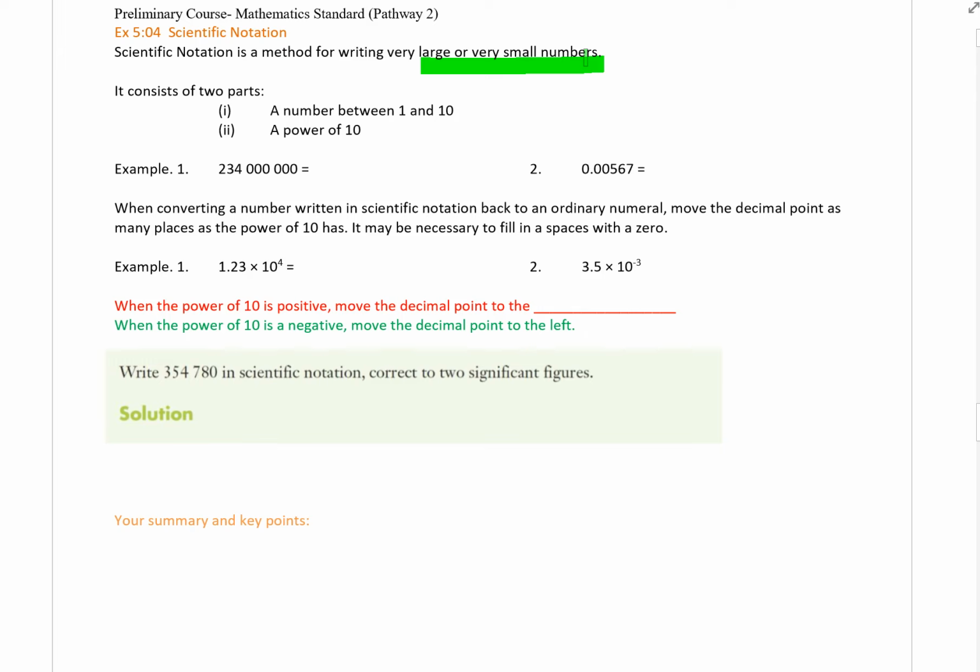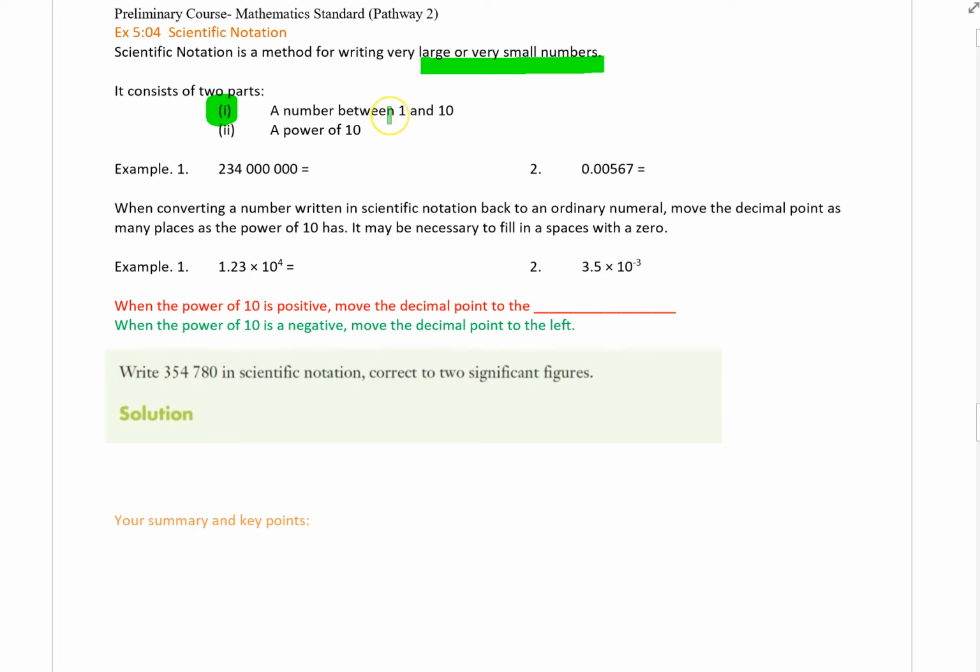What is that format? One, you must write it as a number between 1 and 10. So you might be starting with a number like 30,358,260. Really big. But you've got to reduce it to a number between 1 and 10. I'll show you how you do that.